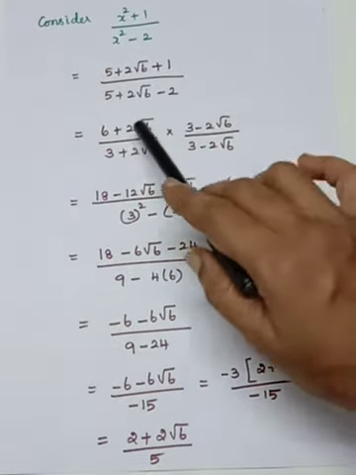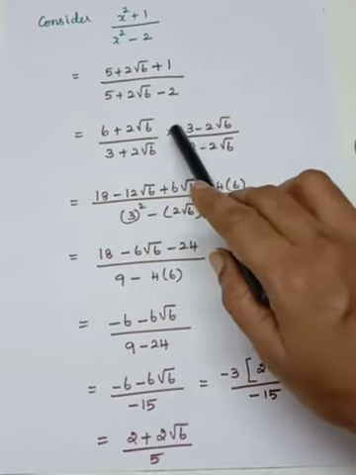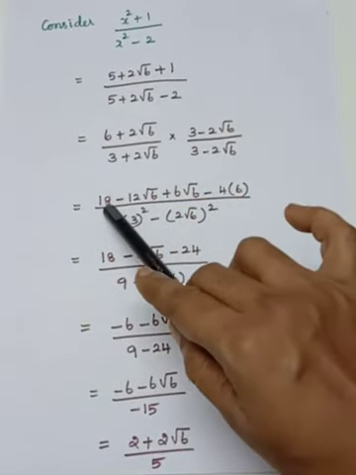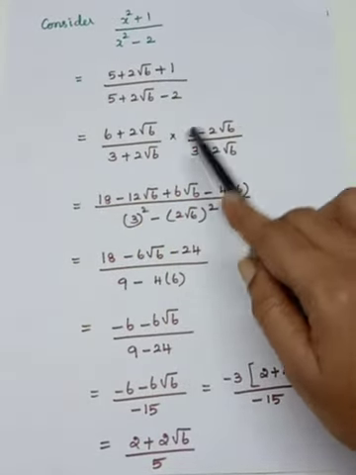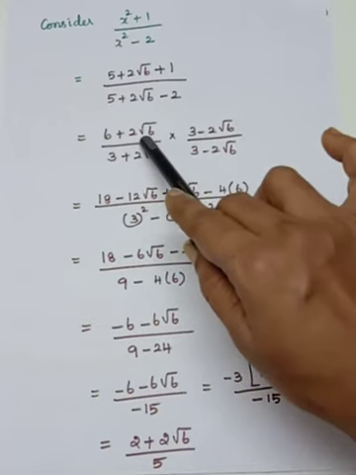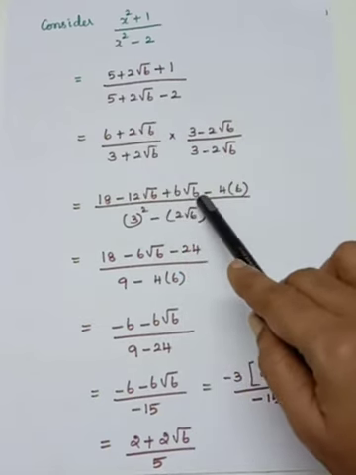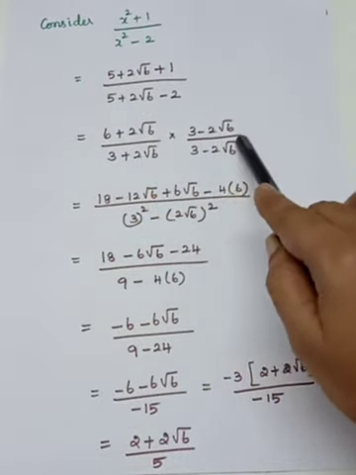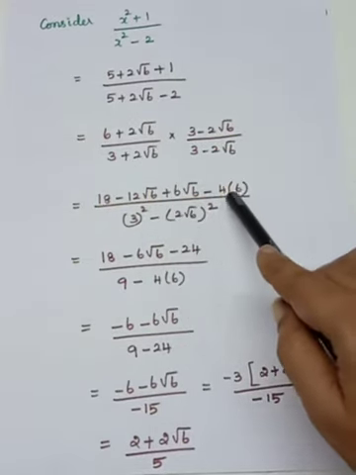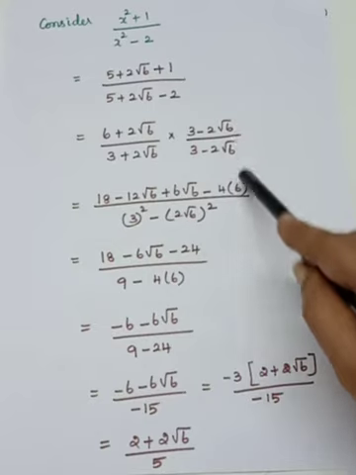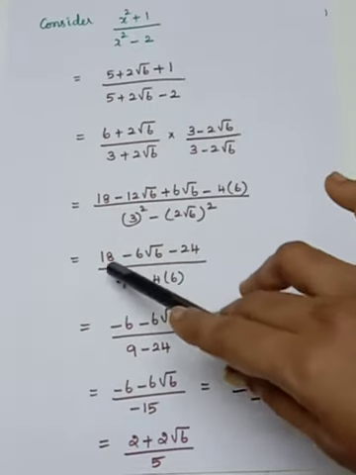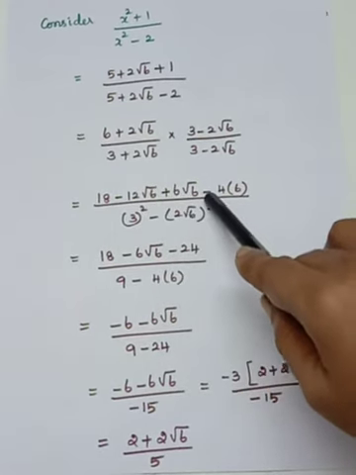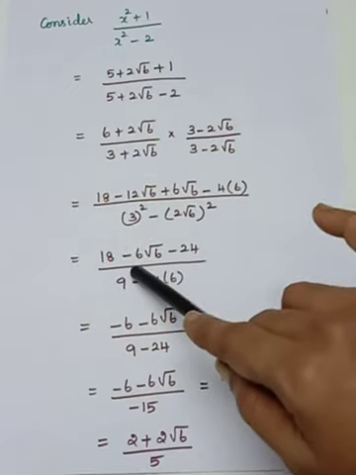If I come to the numerator, 6 plus 2 root 6 into 3 minus 2 root 6. Take the first number. 6 into 3, 18. 6 into minus 2 root 6, that is minus 12 root 6, plus 2 root 6 into 3, that is 6 root 6, minus 2 into 2, 2 root 6 into minus 2 root 6. So the answer is 2 into minus 2 is minus 4, root 6 into root 6 is 6. Okay, so 18, and you see that it is minus 12 root 6 plus 6 root 6. So when you calculate, it is minus 6 root 6.